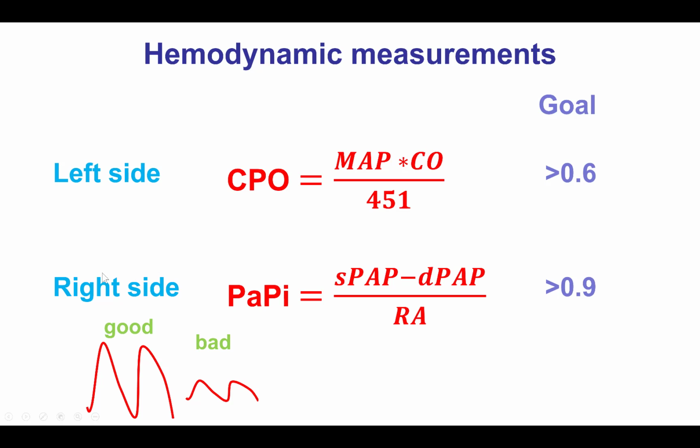And then for assessing the right side, the PAPI, or pulmonary artery pulsatility index, is calculated as the difference between the systolic and the diastolic pulmonary arterial pressure divided by the right atrial pressure. And the goal here is to have more than 0.9, otherwise less than 0.9 suggests right ventricular failure.